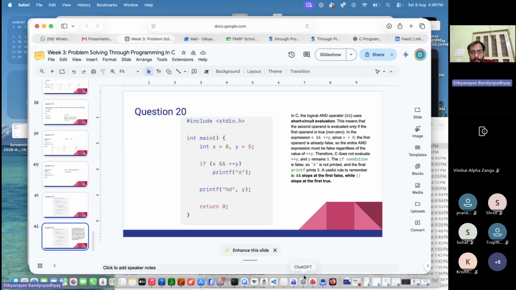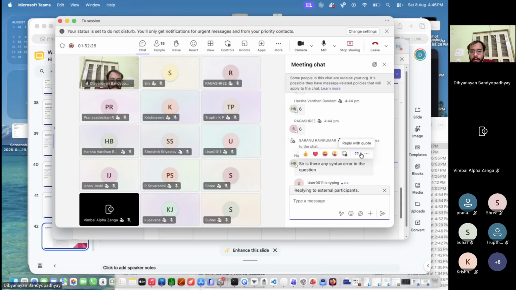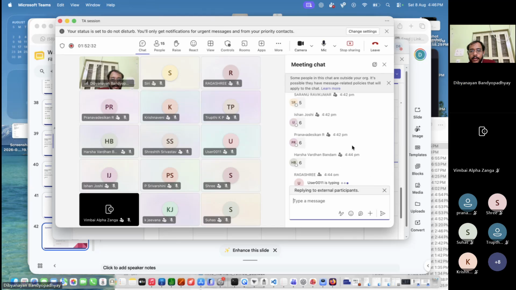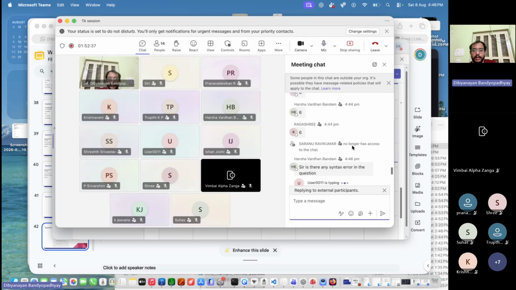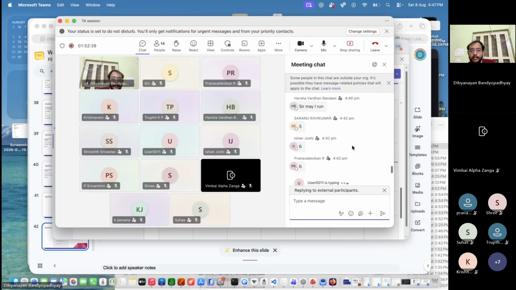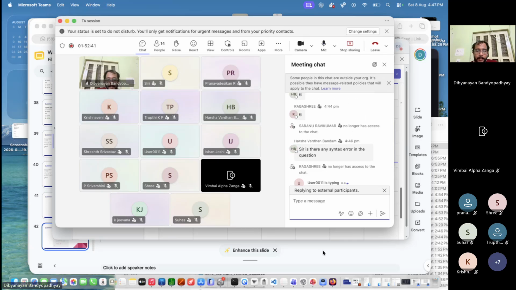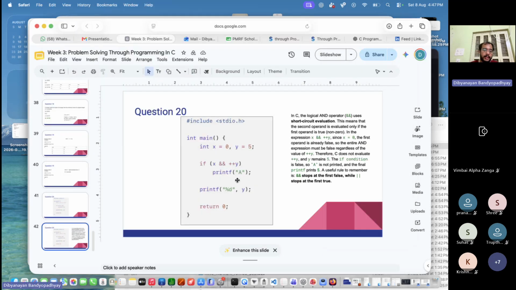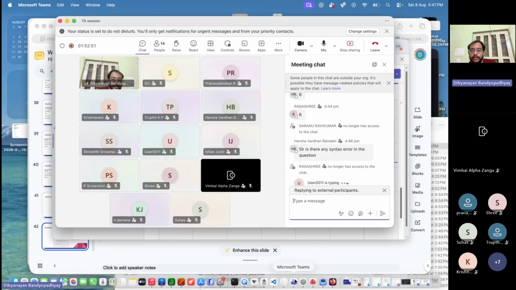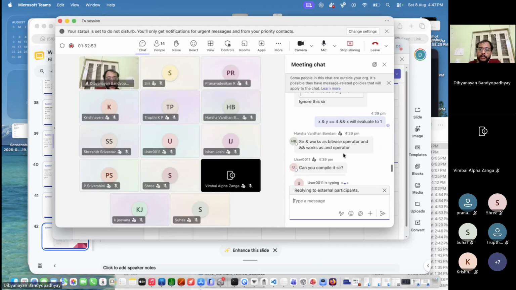So I actually checked on the web. Is there a syntax error in the question? No, there is no syntax error actually. So if it is understandable, then yeah, I'll just discuss that part because it was interesting to see what will happen to it. This part, okay.